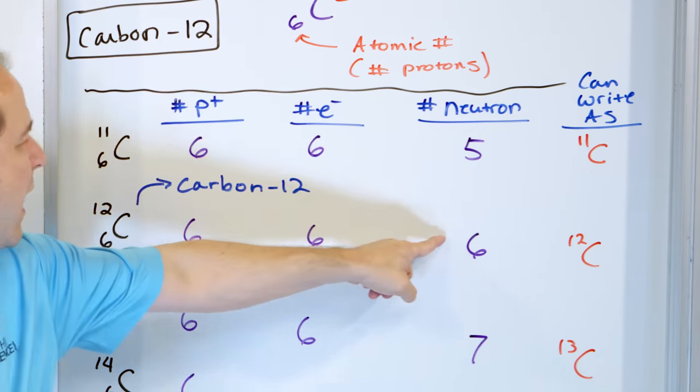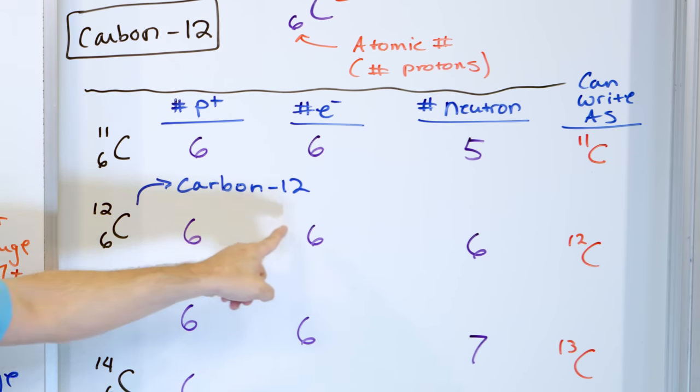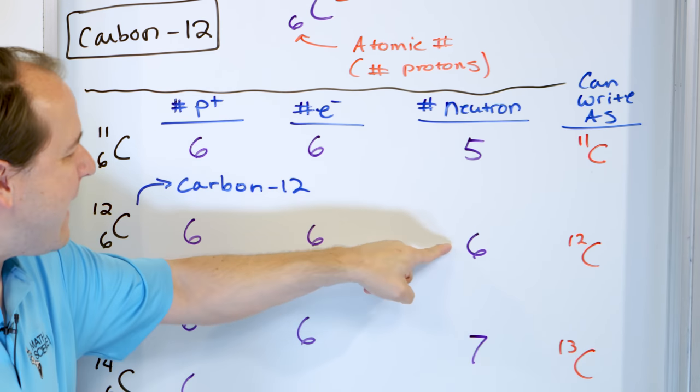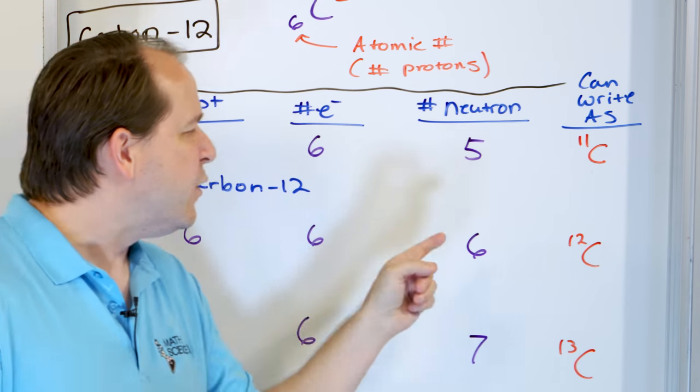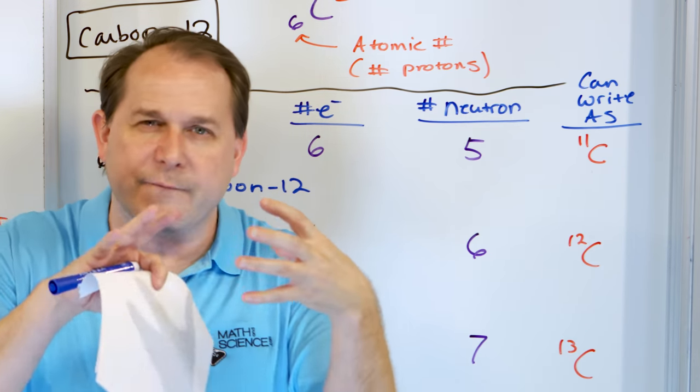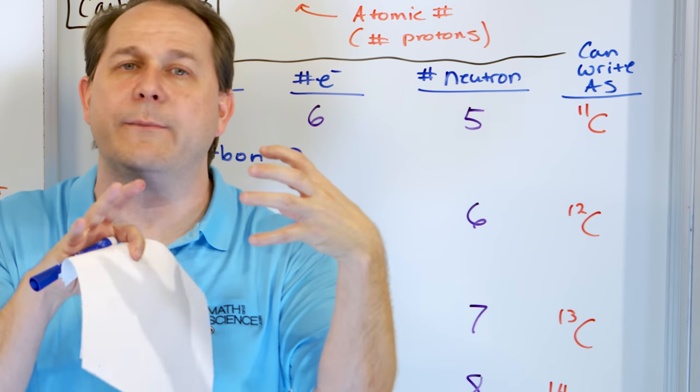So this is why this one is the most stable, because the way the strong force works, it's maximum strength when you have six protons and six neutrons there in close proximity. When you start adding neutrons, the strong force, because the thing's getting bigger, it's having a harder time holding it together.